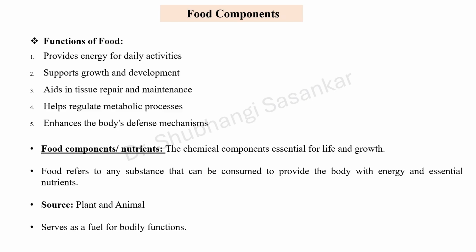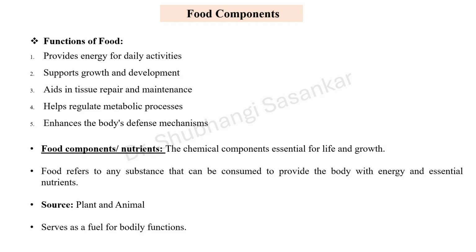Now we will talk about the food components. Food contains various chemical substances, and these chemical substances are known as nutrients. Nutrients are essential for our growth, energy production, repair of tissues, and maintenance of normal body functions. Now, what are the major sources of our nutrients? The major sources of nutrients are our food, which is obtained from plants and animals. Every food item contains one or more nutrients in different quantities.